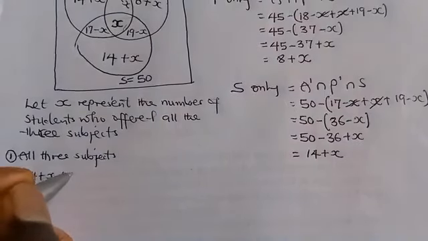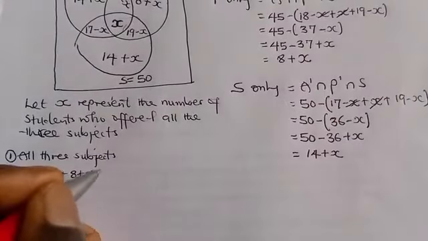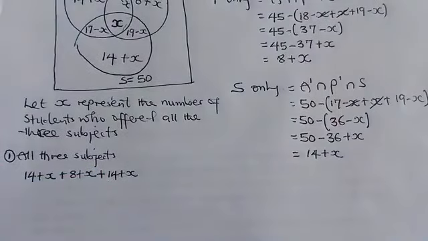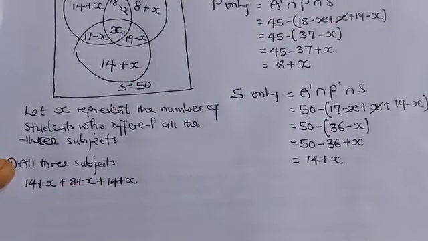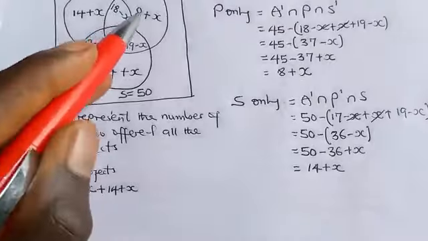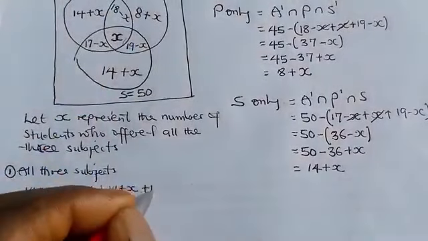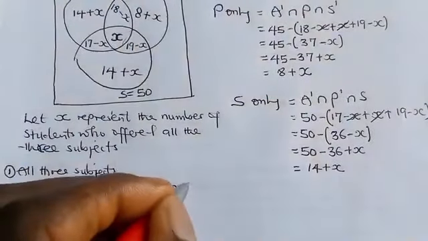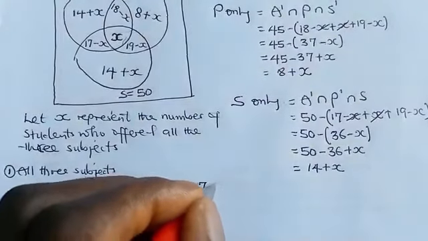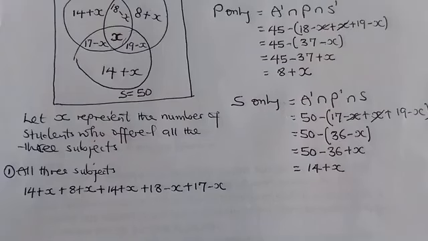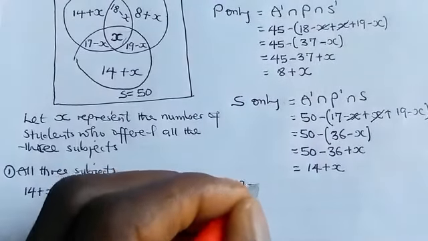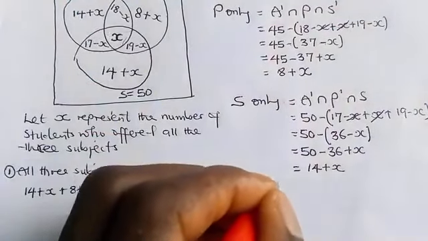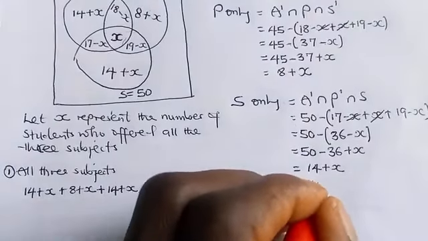Physics only, we have 8 plus x. Statistics only, we have 14 plus x. We move to the two subjects where we have algebra and physics, 18 minus x. Algebra and statistics, we have 17 minus x. Physics and statistics, we have 19 minus x. Then the three subjects, x. All of this is equal to 100.